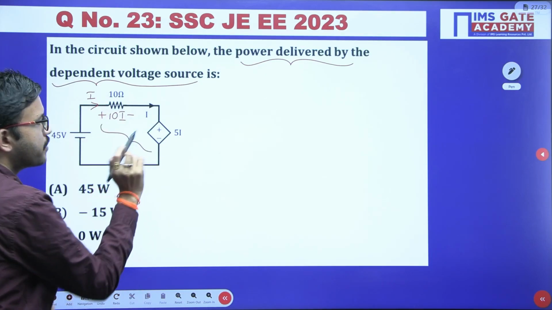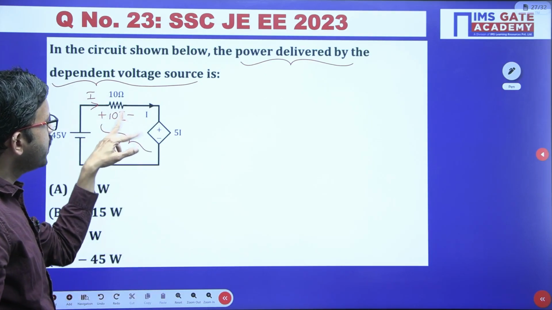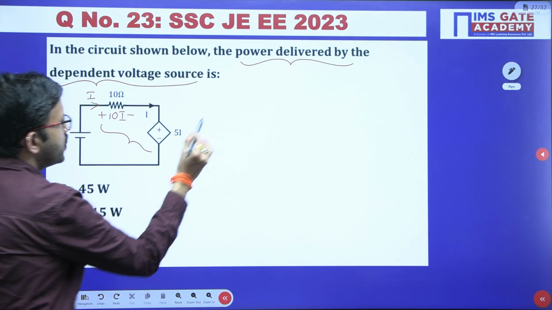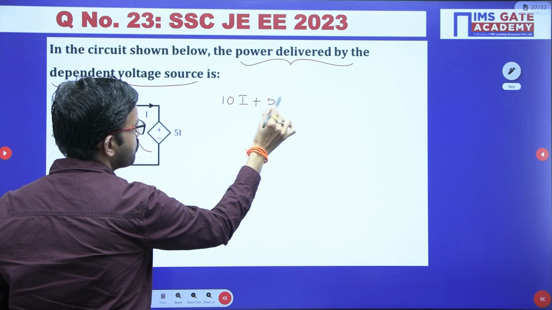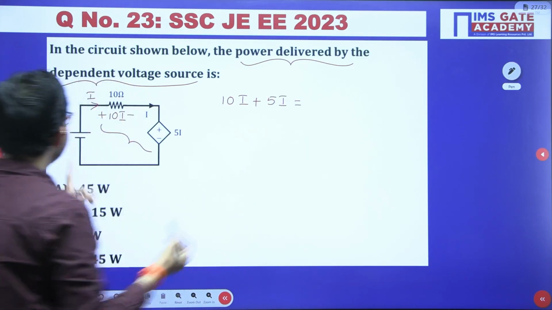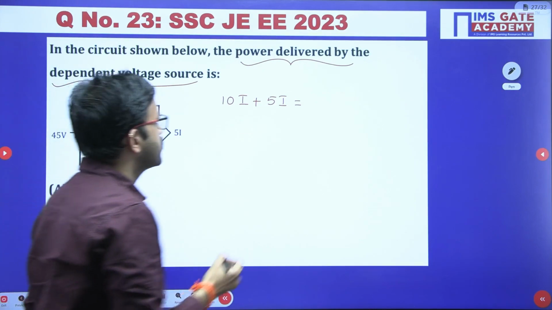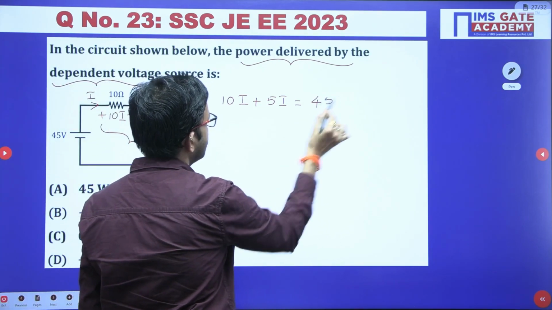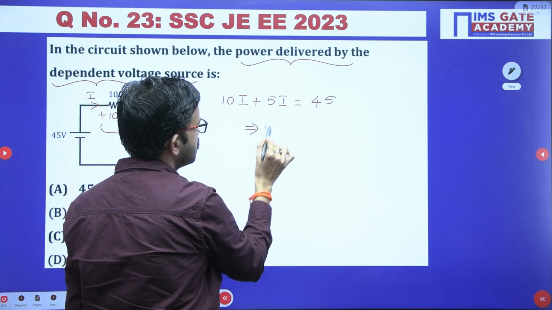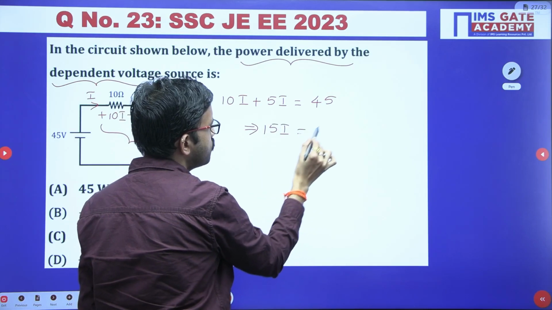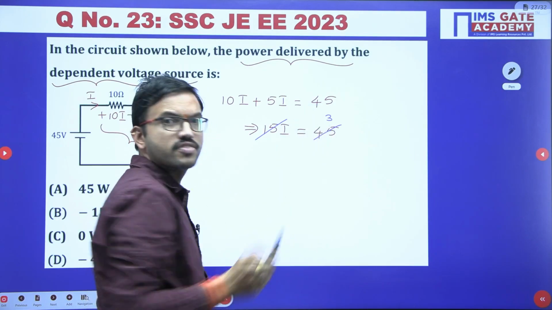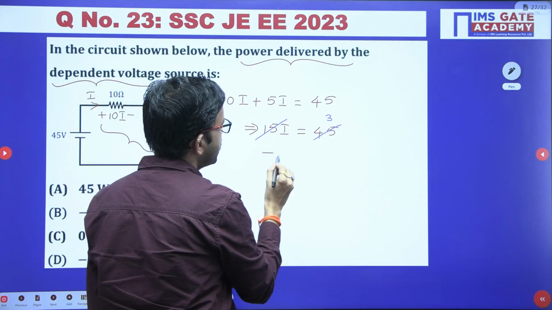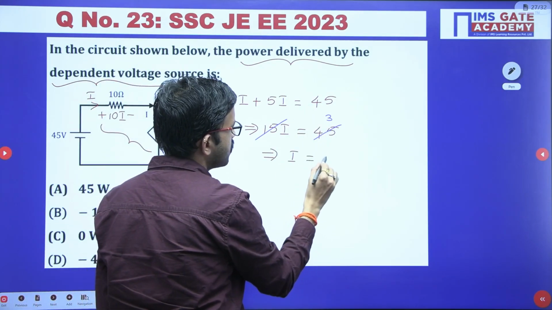Directly in one step I am writing 10I plus 5I is equal to the supply voltage, that is 45. So 10 plus 5, that is 15 into I is equal to 45. Here 15 three times, so from here you get I equal to 3 ampere.